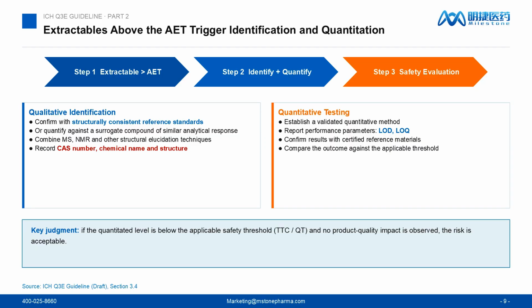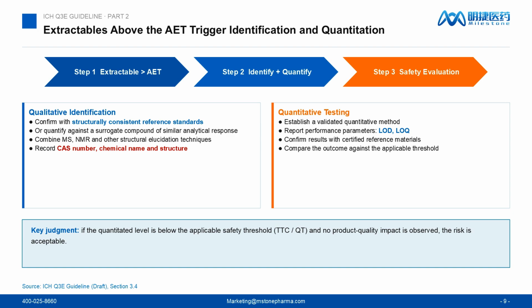But what happens when an extractable does exceed the AET? Don't panic. Exceeding the AET is not a failure, it is a trigger. The guideline prescribes a clear 3-step response. Step 1. Confirm the detection above the AET. Step 2. Identify and quantify.